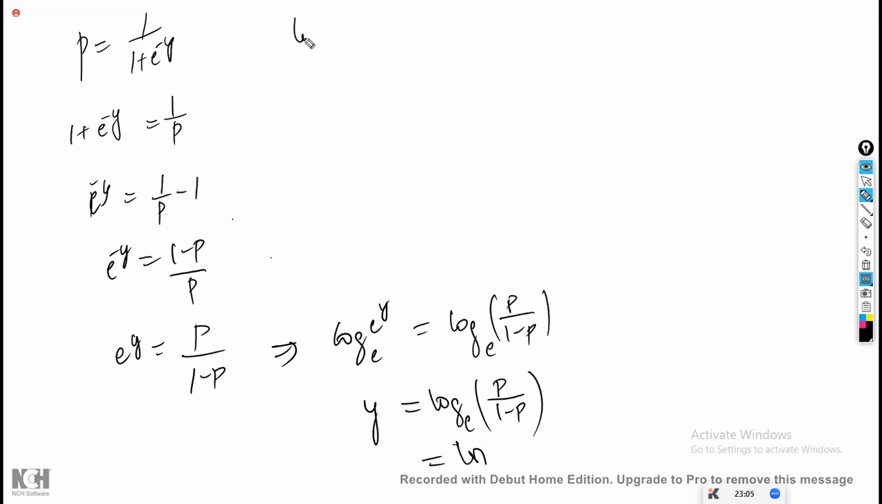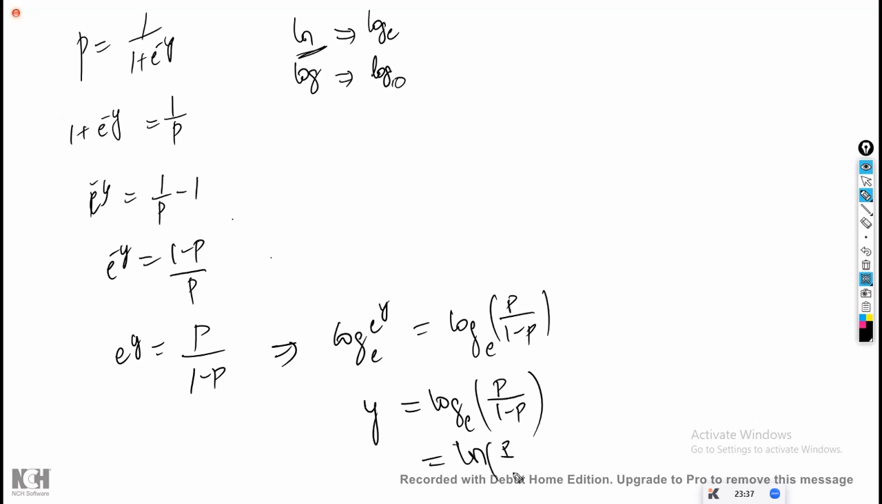What is the difference between ln versus log? ln means log to the base e. Log means log to the base 10. By default, log means log to the base 10. Whenever you want to apply log to the base e, you have to use the word ln. In our scientific calculator also, we have ln and log separately. ln means log to the base e.